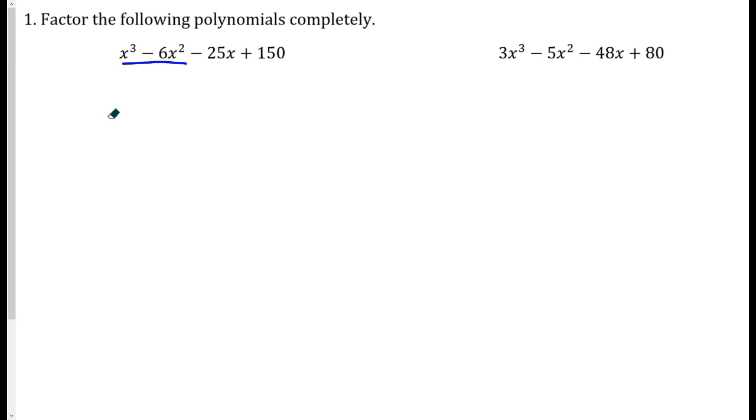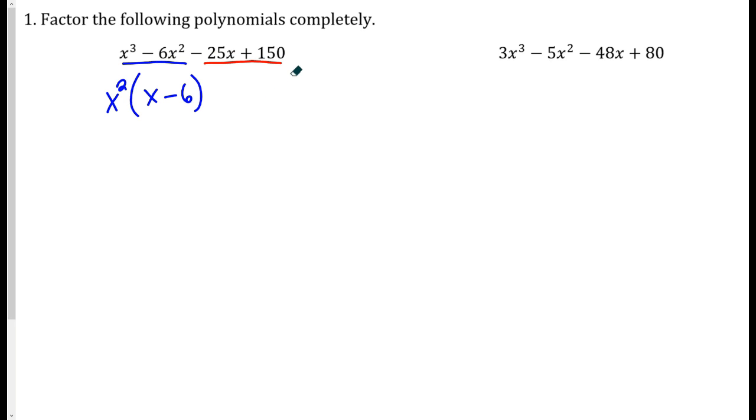So let's look at the first 2 terms. X cubed minus 6x squared. Let's factor out an x squared. X squared times what gives me x cubed? X. What times x squared gives me negative 6x squared? Negative 6. All I did was I factored out a GCF from those 2 terms.